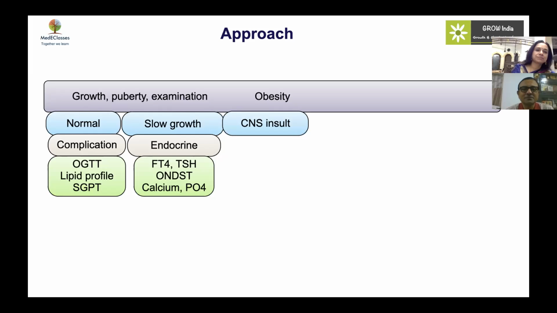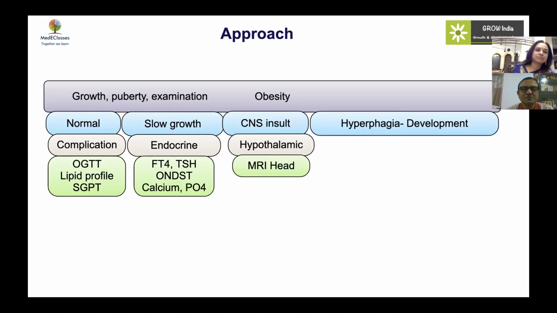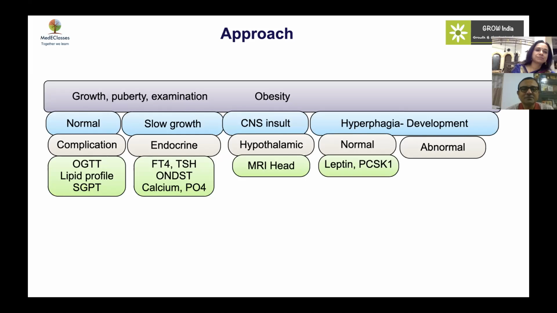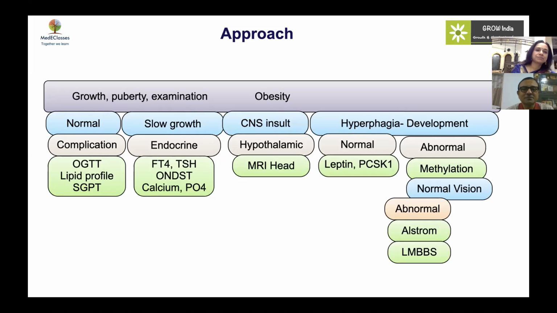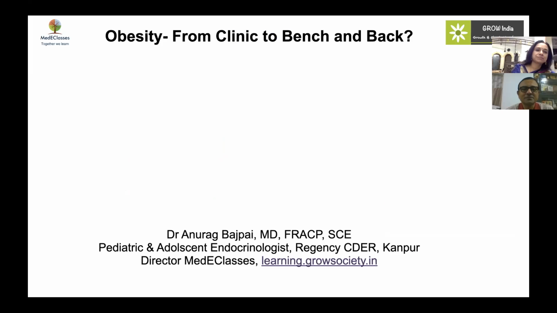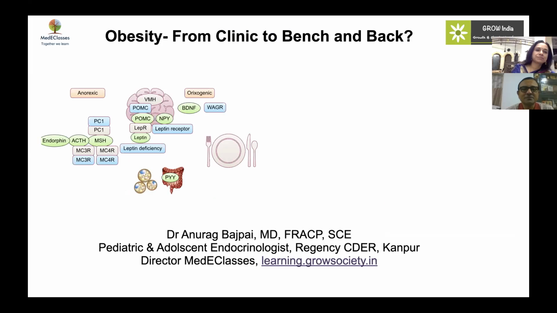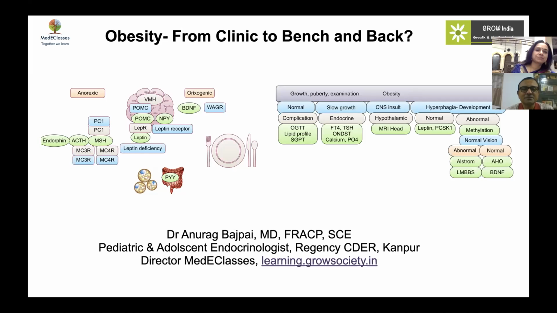If, of course, there is a CNS insult, think of a hypothalamic pathology. If, on the other hand, it's an early onset with severe hyperphagia and a normal development, some rarer causes will come up. If abnormal development is there, rule out Prader-Willi syndrome and other aspects. So essentially, the most common arm you will be going through will be this 98%, the rest are only 2%. So what I'm going to do today is to go from clinic to the bench, in the form of how all these hormones are interacting, and then go back to the clinic and see how we can really understand and evaluate in that perspective.